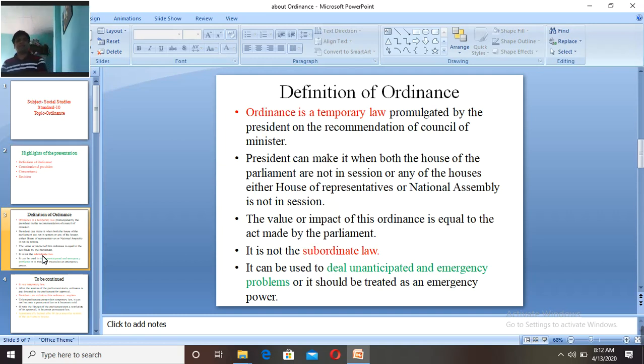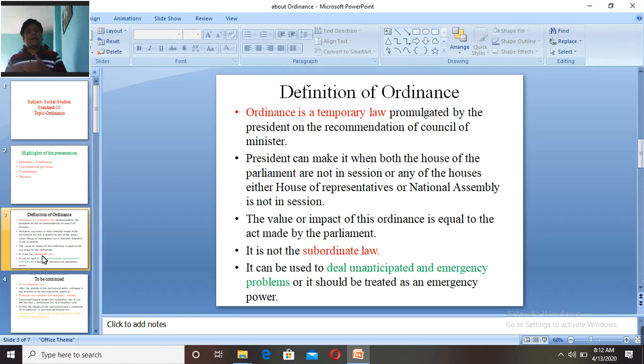The next slide is of definitions of ordinance. Ordinance is a temporary law promulgated by the President on the recommendations of the Councils of Ministers. So, students, don't be upset and don't get confused by this definition. They may be in a dilemma because, as they have been taught by their teachers, how is law made by the president on the recommendations of the councils of ministers?